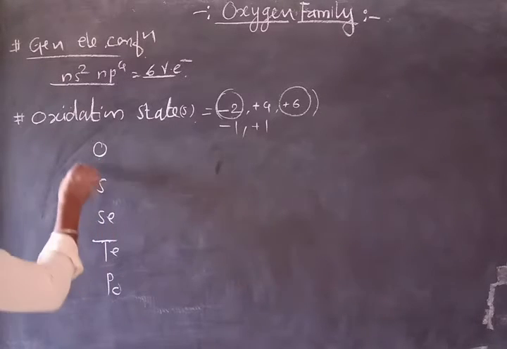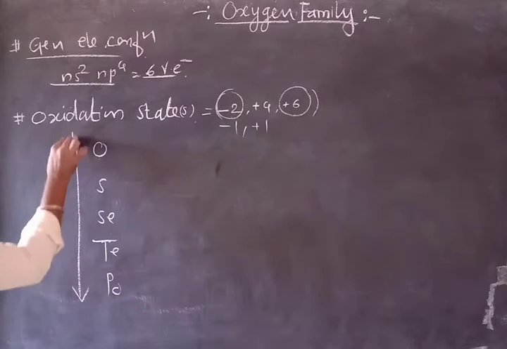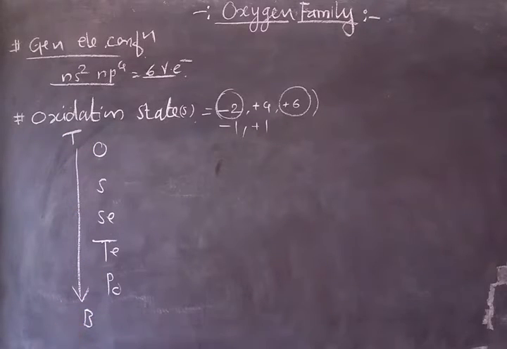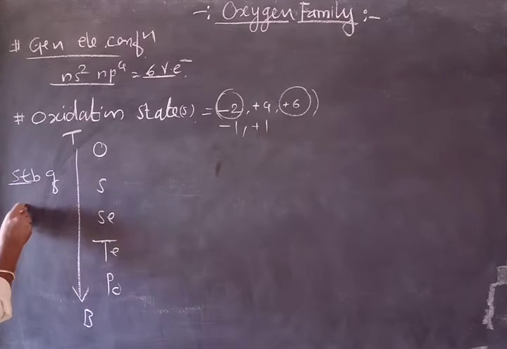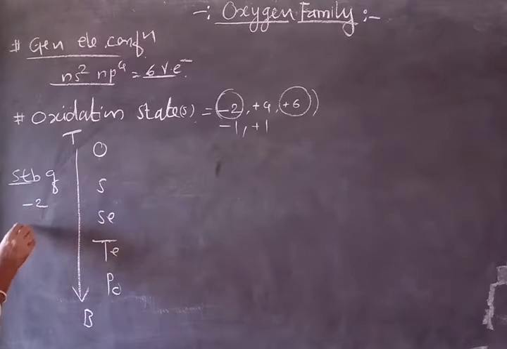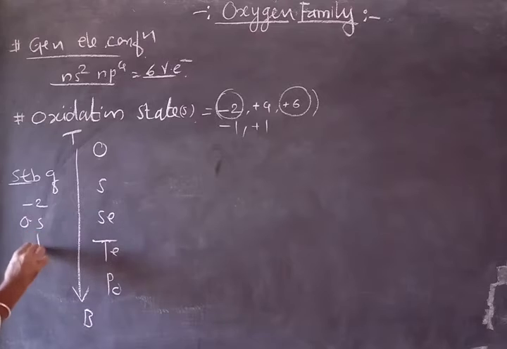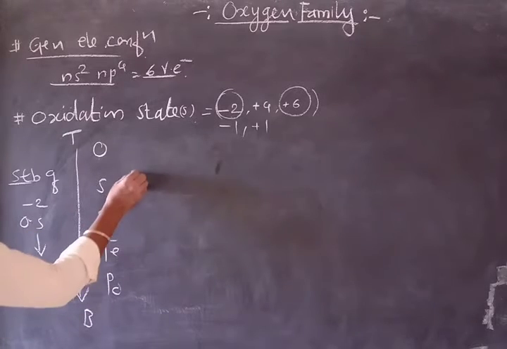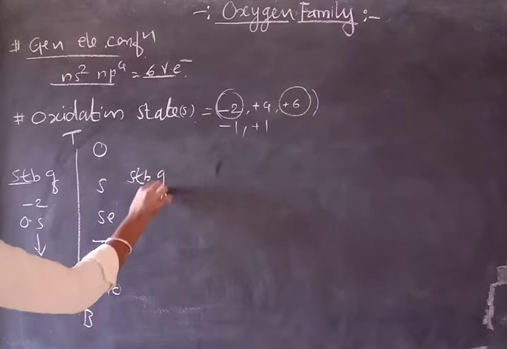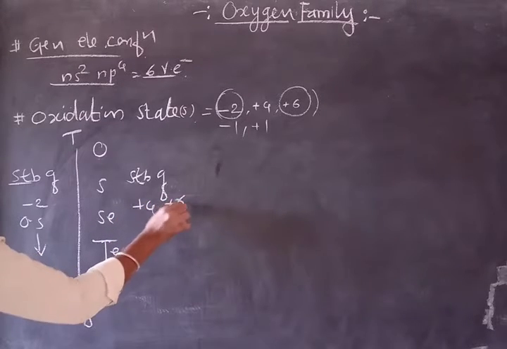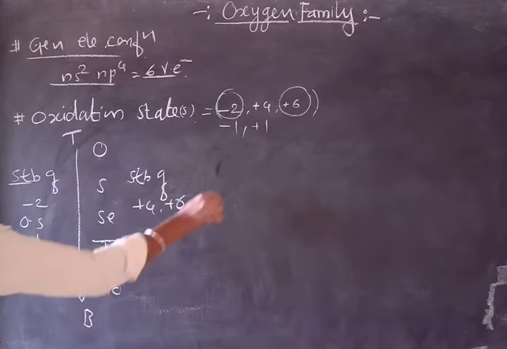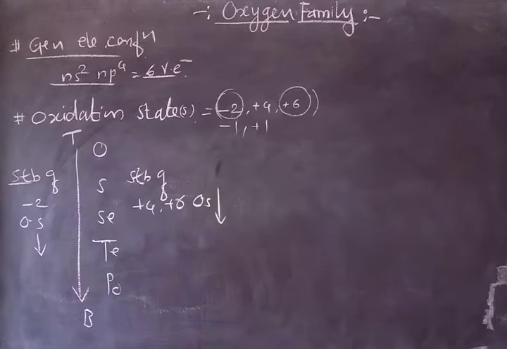And after this, when we come down top to bottom, the stability of the -2 oxidation state decreases. Here also the stability of the +4 and +6 oxidation states decreases. That you have to know.